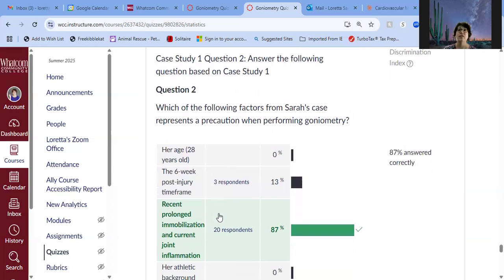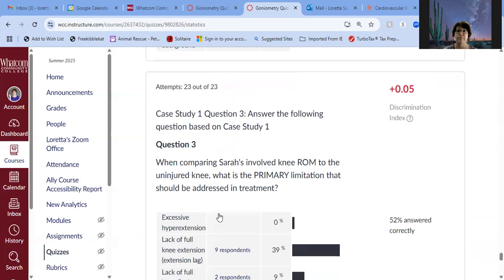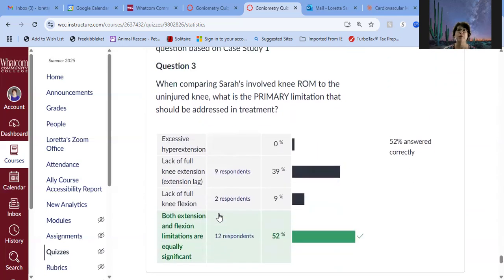The second question asks which of the following factors, the prolonged immobilization and current joint inflammation, are affecting. There are precautions for goniometry, and most people got that. The last question was pretty hard, and I think this one is hard because it's beyond the scope of what you've already studied, but it's sort of a preview type question of what you're going to be considering.